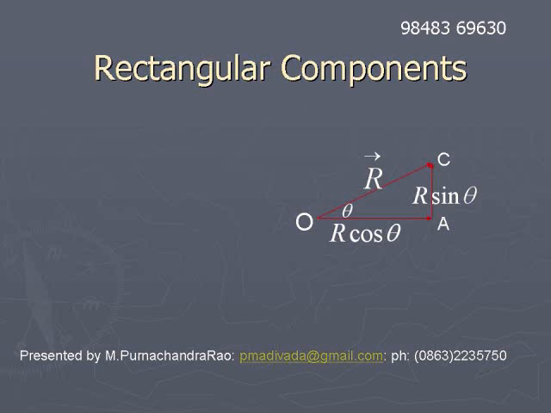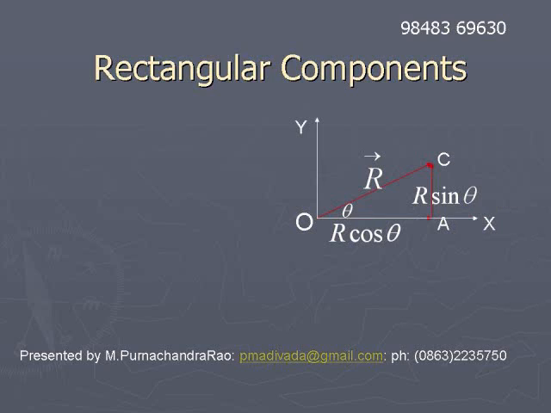First I have constructed the vector OA, which is r cos theta. At A, I have constructed r sin theta. Then we will get OC, which is the vector r bar. So the sum of these two components, r sin theta and r cos theta, gives the vector r bar.